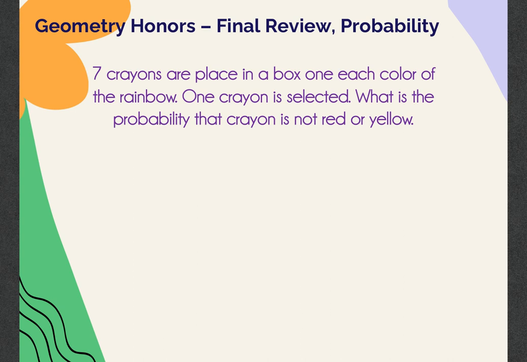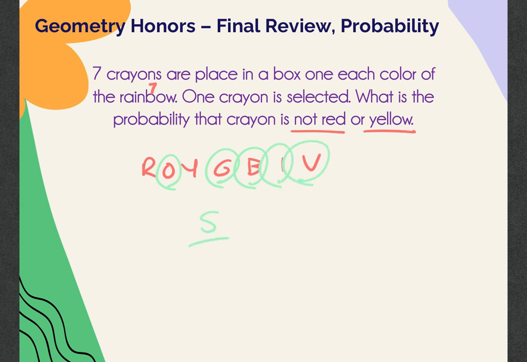The second slide had 7 crayons placed in a box, 1 each color of the rainbow, which we established is 7 crayons because of Roy G. Biv. 1 crayon is selected. What's the probability that that crayon is not red or yellow? So you can do this 2 ways. Figure out how many are not red or yellow, which would be orange, green, blue, indigo, violet, 5 out of 7.